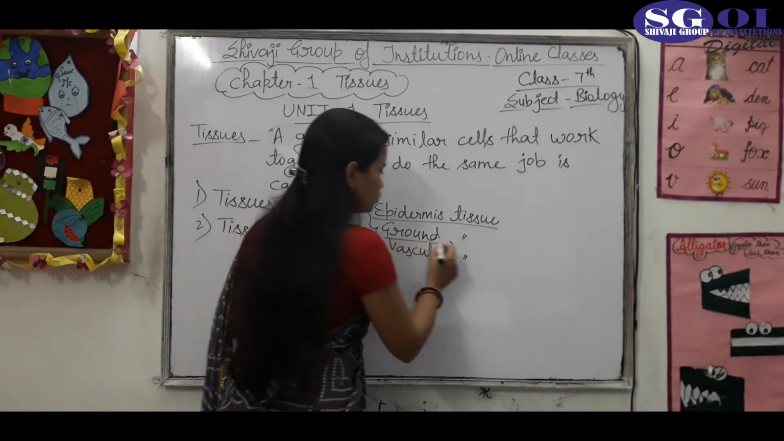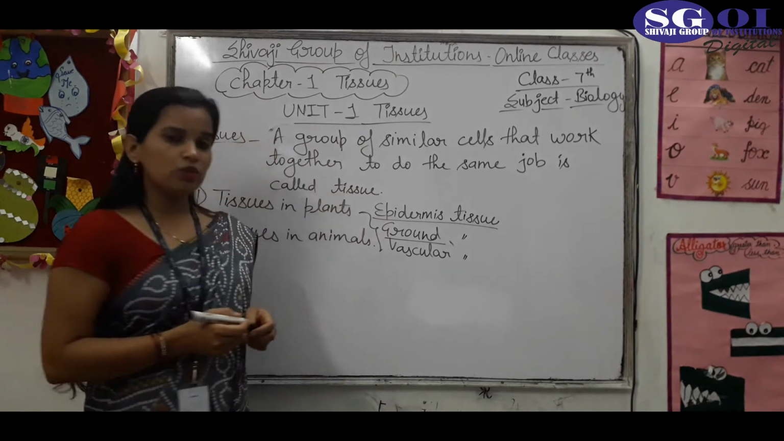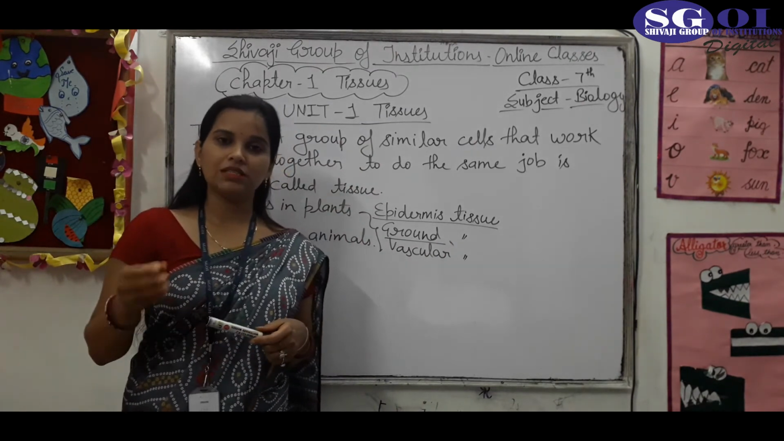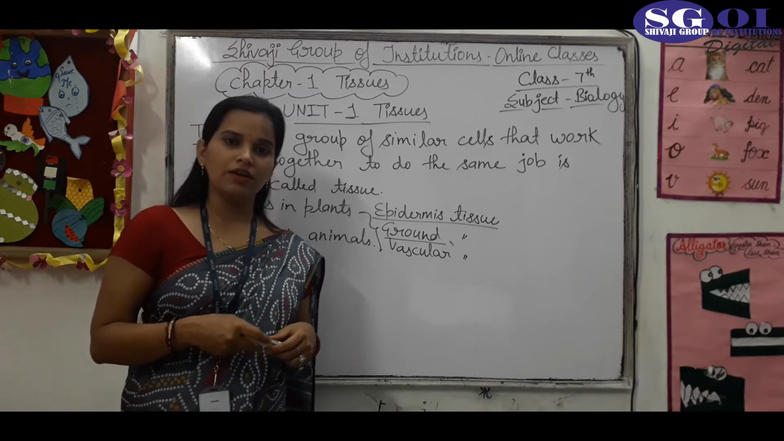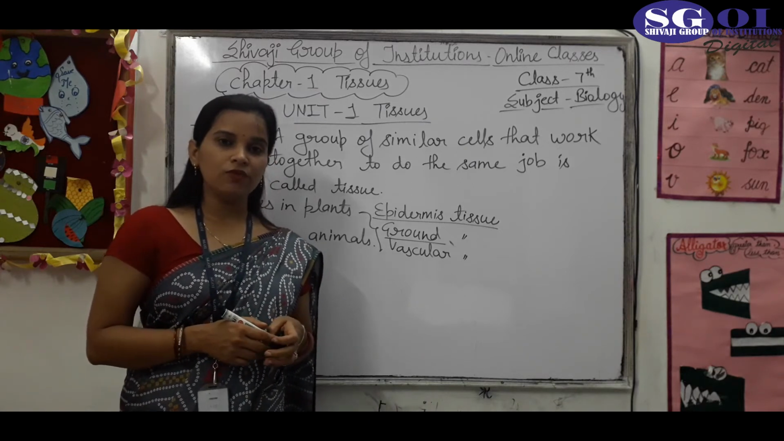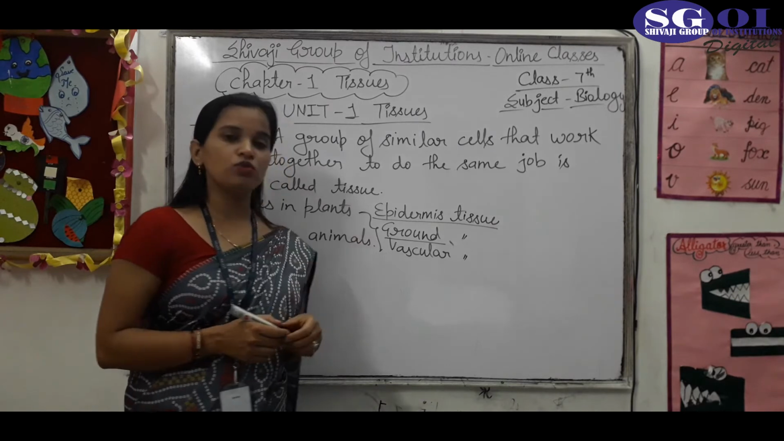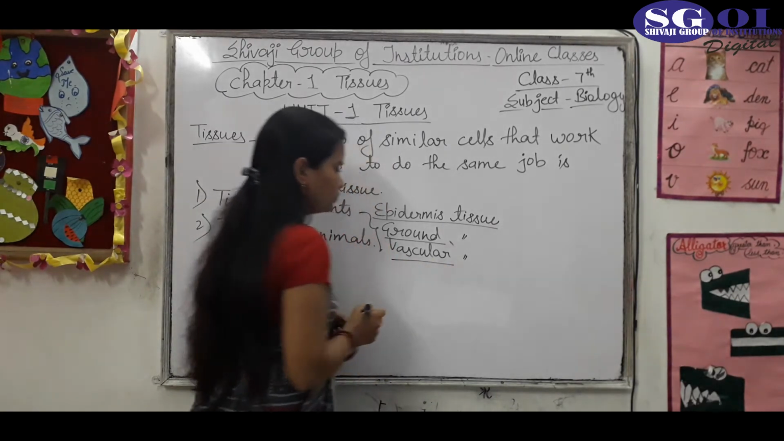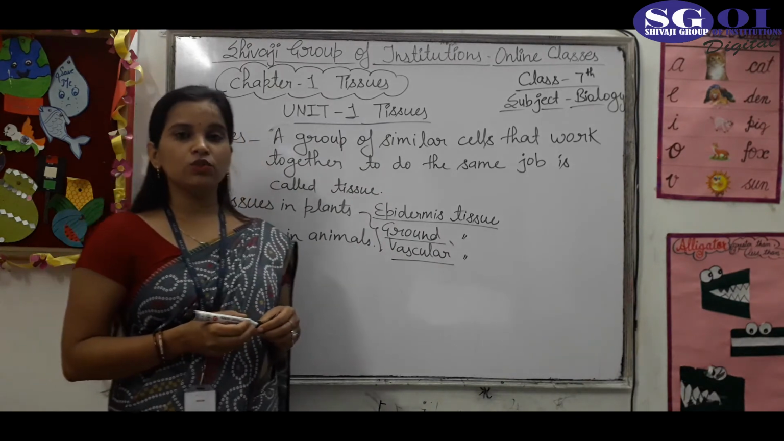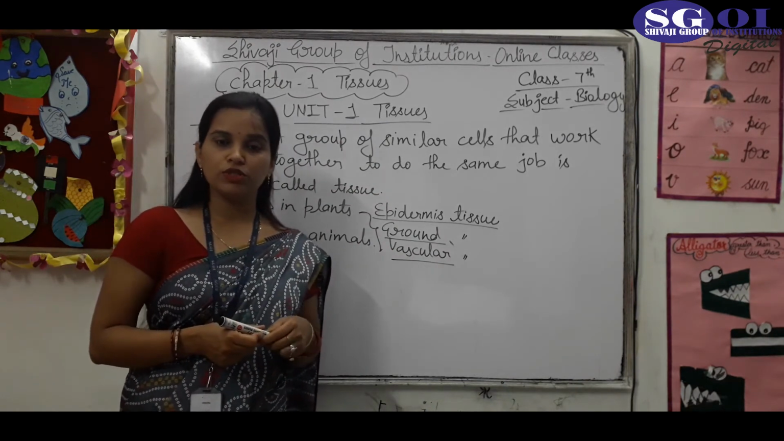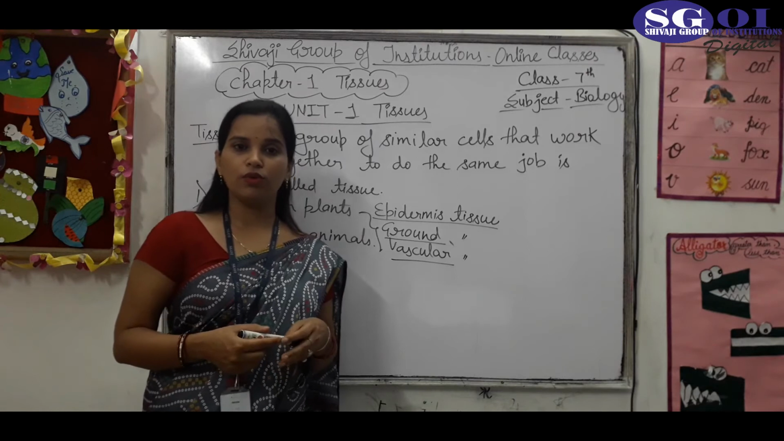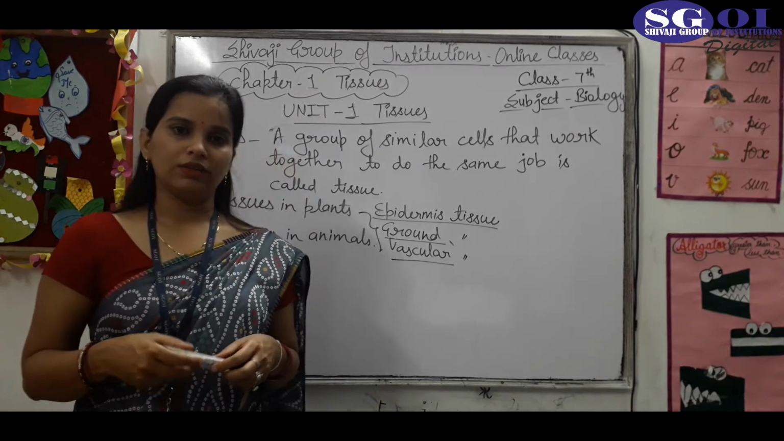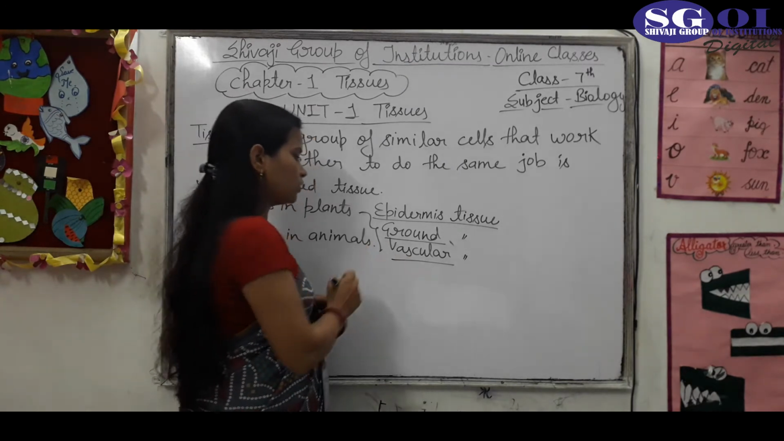Next is ground tissue. Ground tissue is found inner to the epidermis, means next to the epidermis there is a ground tissue. The main function of this tissue is storage. Next is vascular tissue. The main function of the vascular tissue is to conduct the food and water along all the parts of the plant. So this is the main function of the vascular tissue.